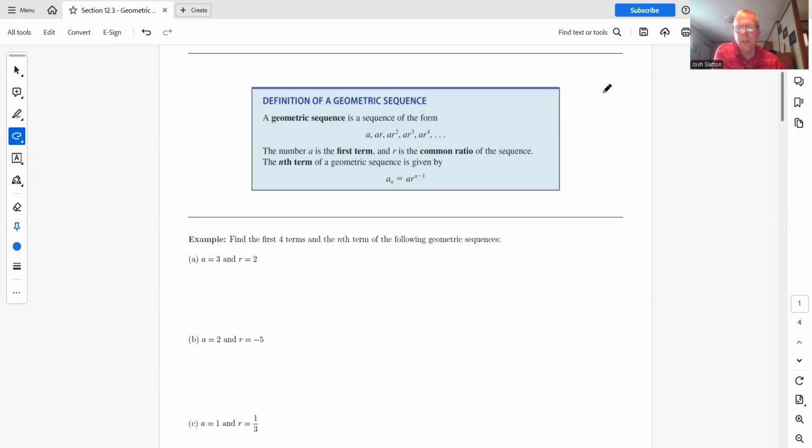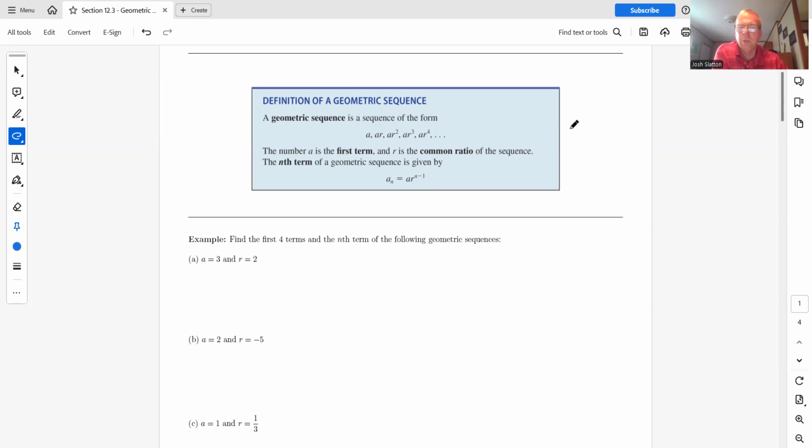Those correspond to linear functions in that they're going up by a set amount between each term. In this one, we're going to talk about geometric sequences. The key idea here is that instead of adding a constant term to each previous term, we are going to multiply the previous term by something.